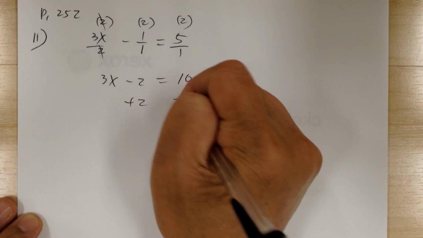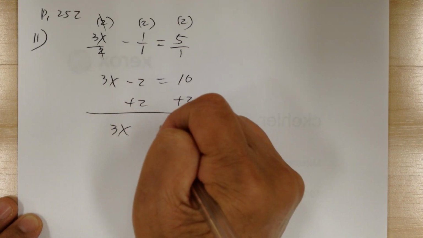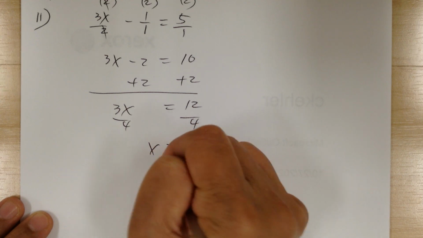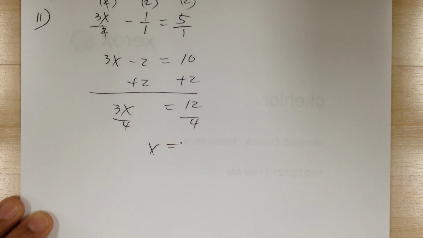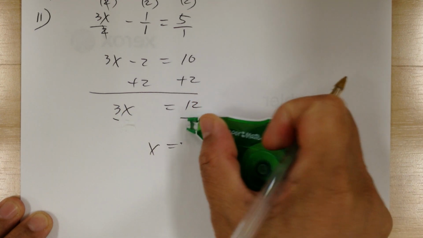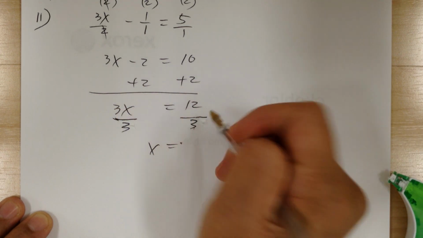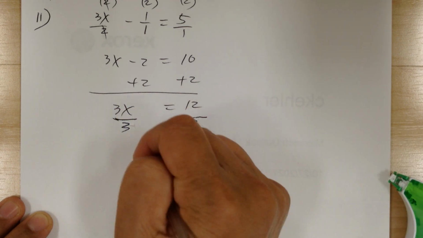Then plus 2 on both sides. So you got 3x equal to 12. Divide by 3, divide by 3. So x equal to 4.